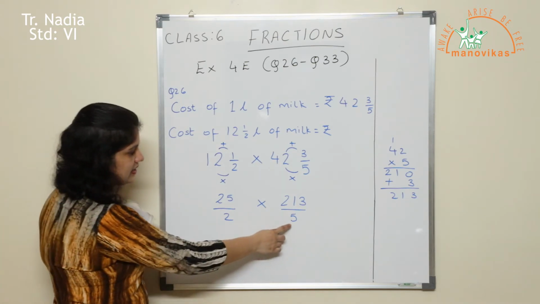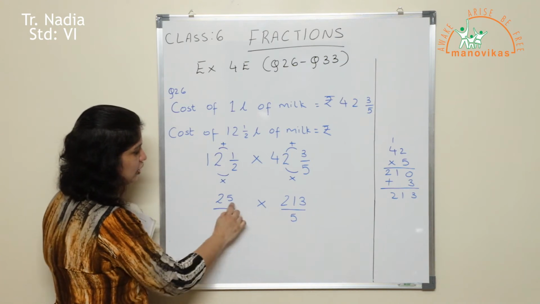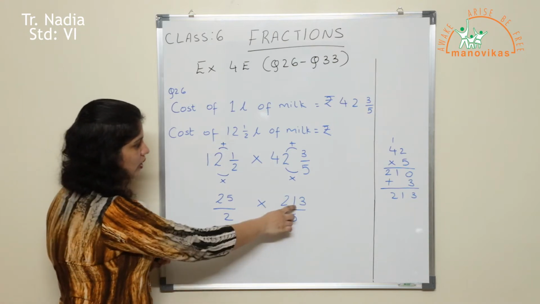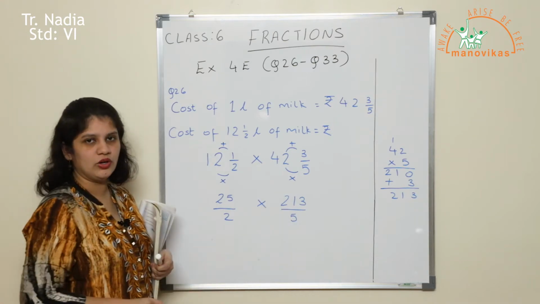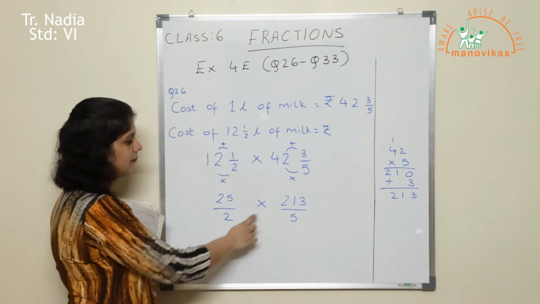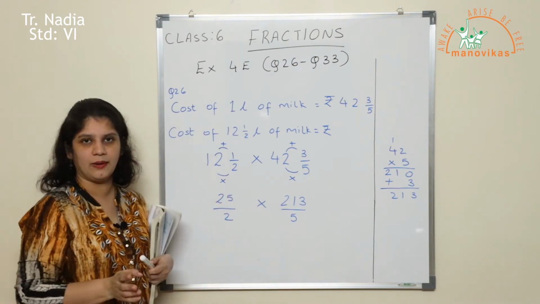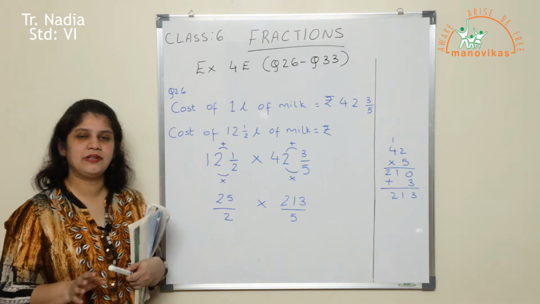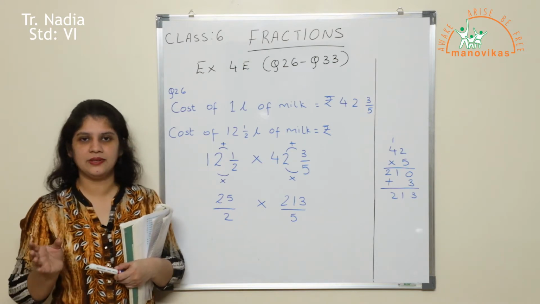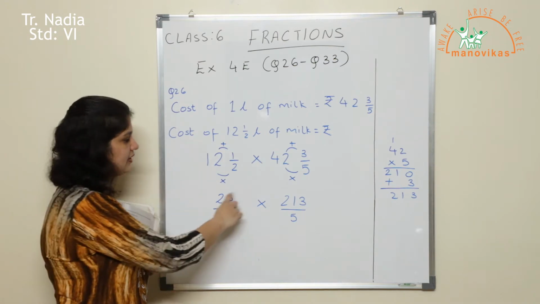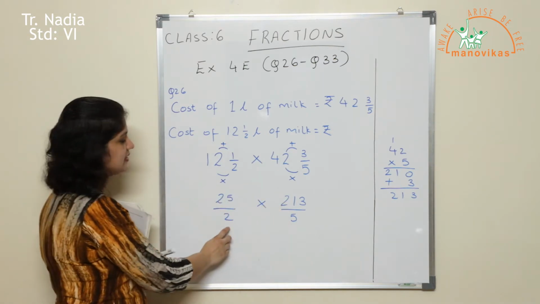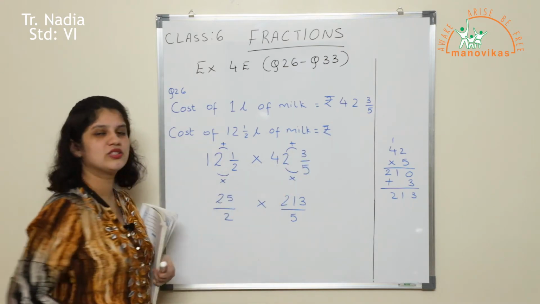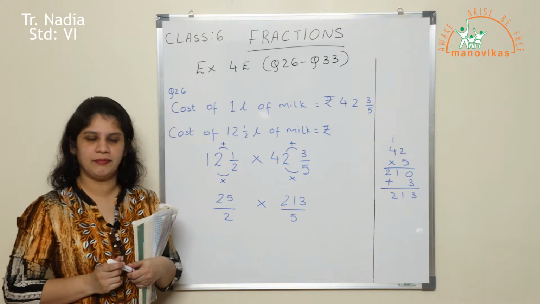Your next step will be to reduce whatever you can and try to simplify your numbers. Now you can see here 5 and 25. You can reduce this using the 5 times table. Then 213 and 2, it won't be reduced because 2 is an even number and 213 is an odd number. So it is not possible to reduce this 2. So whatever can be reduced, you reduce. The rest of the numbers you multiply. Whatever is left in the numerators, multiply. Whatever is left in the denominators, you multiply. And you will thus get the cost of 12.5 liter of milk.